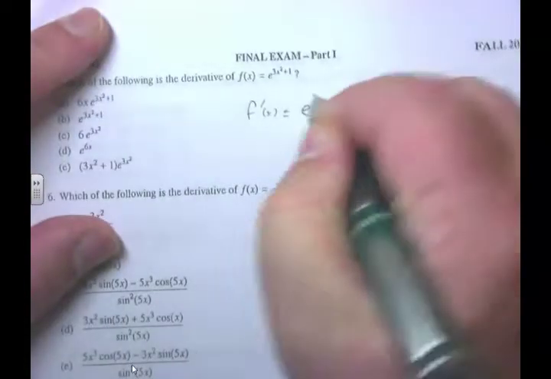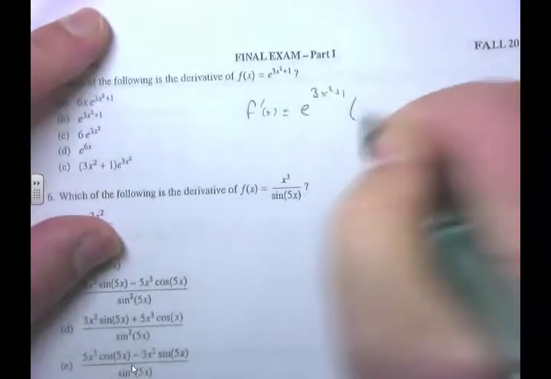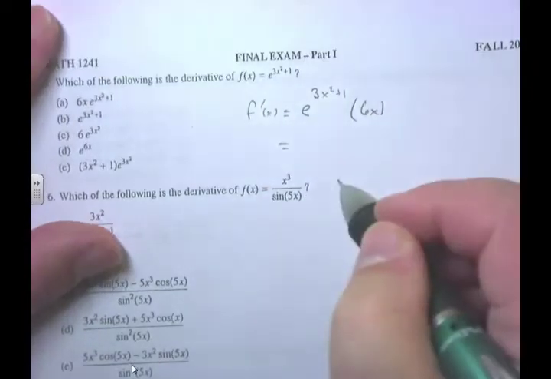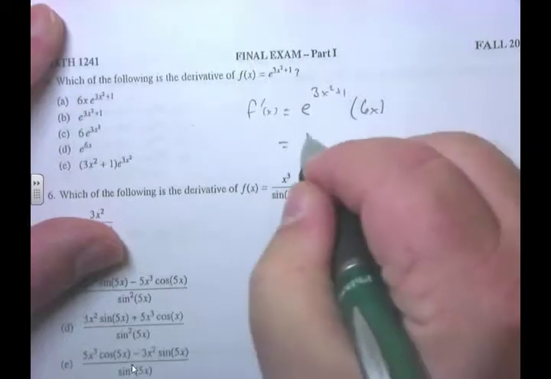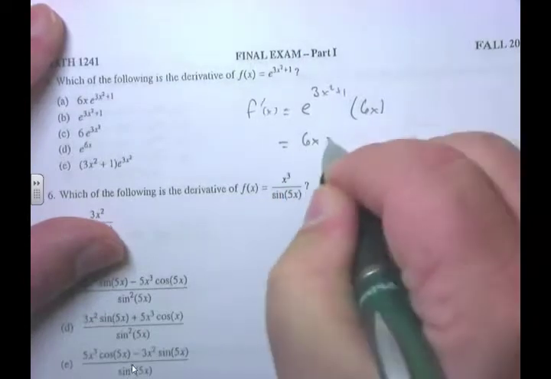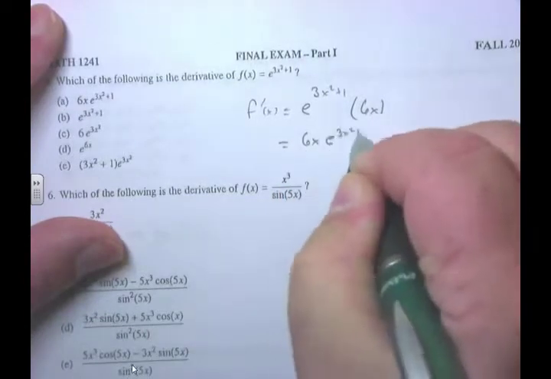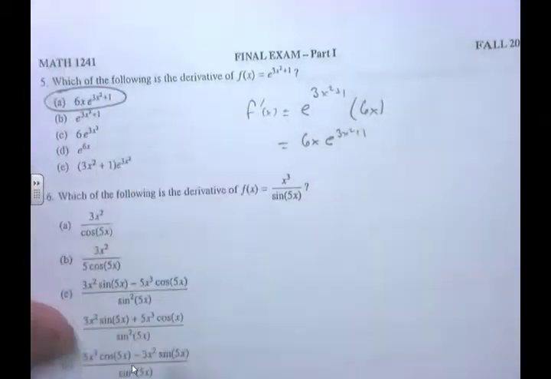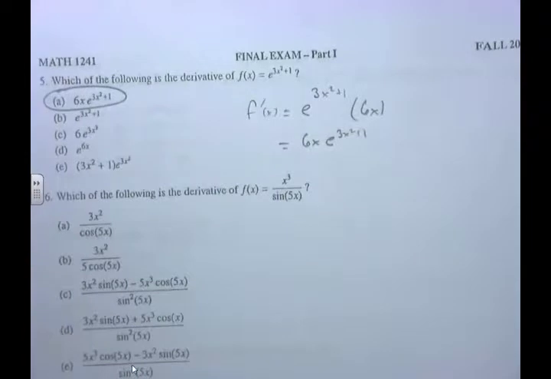So this would be e to the 3x squared plus 1 times derivative of the exponent, which is 6x. In terms of cleaning this up, they typically put the coefficient terms like 6x out front times e to the 3x squared plus 1. And the answer looks like A to me. Does that make sense? Look at the next one. I told you guys there's going to be a lot of derivative questions on this one.